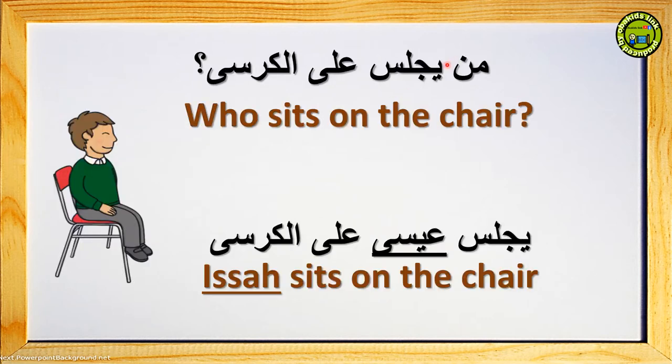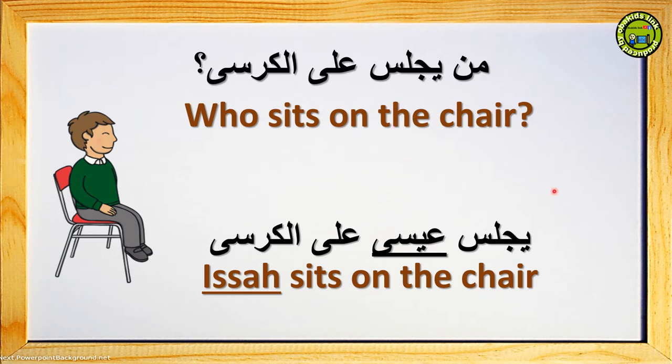Here we have again Man yajlis ala al-kursi. Man is an interrogative particle. Yajlis is the verb, ala is harfu jarri, and kursi is the object, and it's also ismu majroor. Man yajlis ala al-kursi means who sits on the chair. As you can see in this example, we are asking about who sits on the chair, or the subject again.